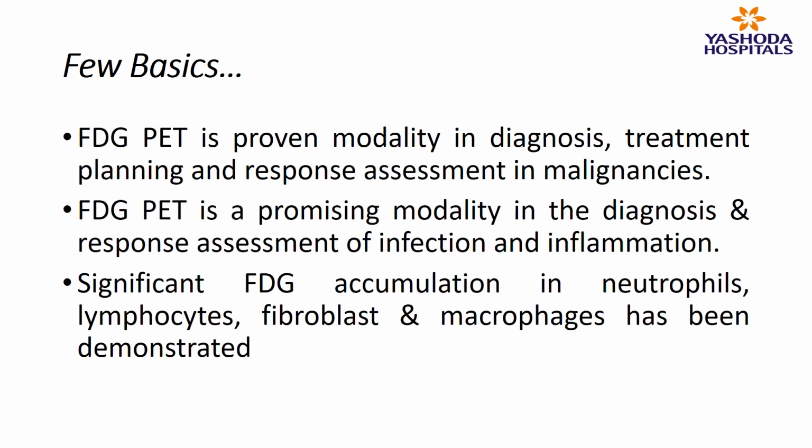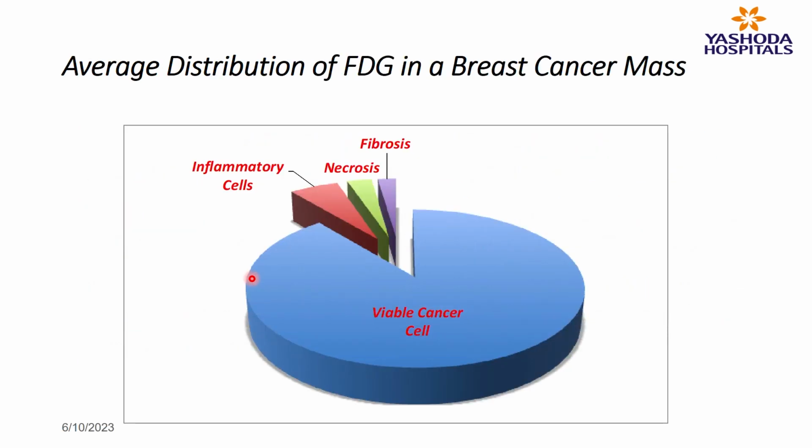Now the role of FDG is completely established in cancer imaging, but day by day its utility in infection and inflammation imaging is increasing. The main reason for that is the accumulation of FDG in lymphocytes, fibroblasts, macrophages, neutrophils, and all forms of inflammatory cells, in spite of the patient's blood sugar levels.